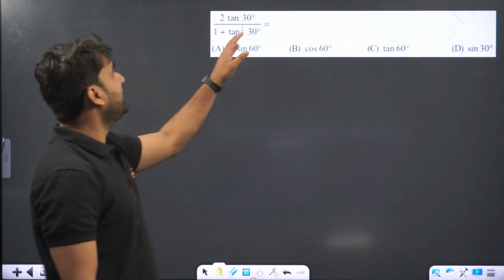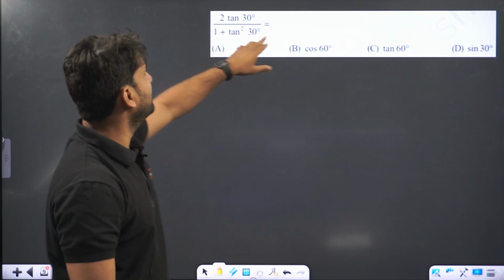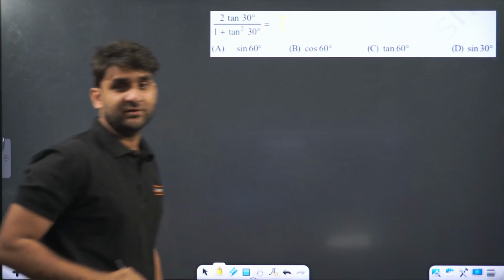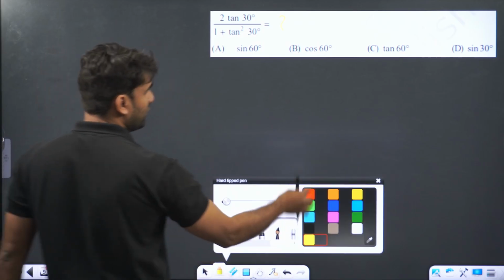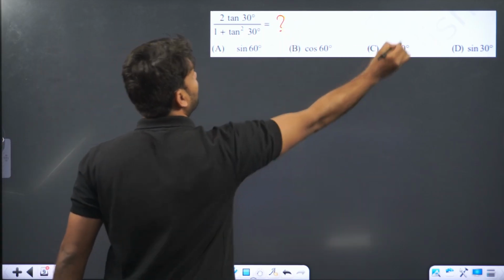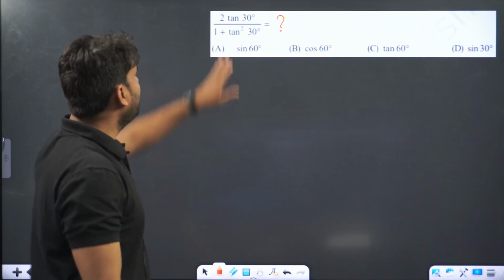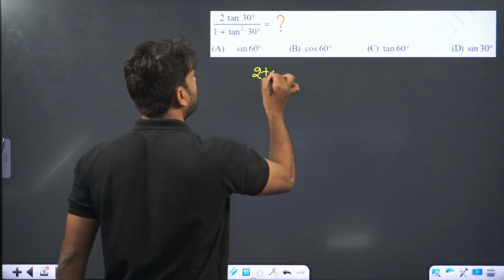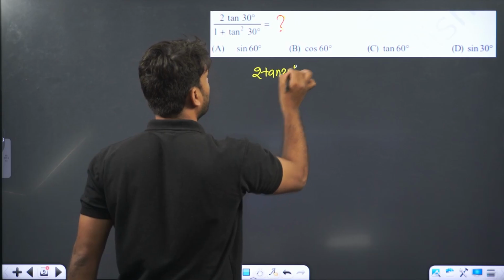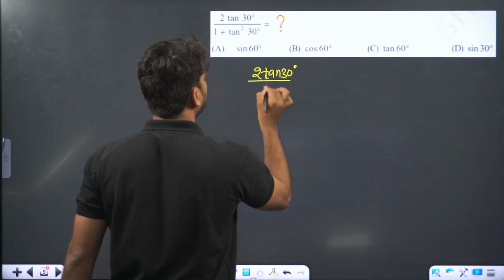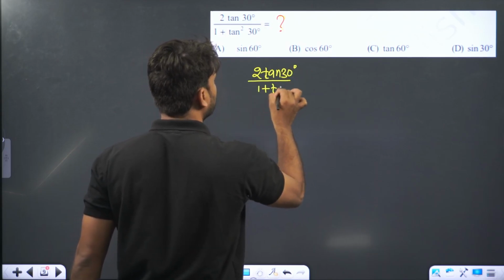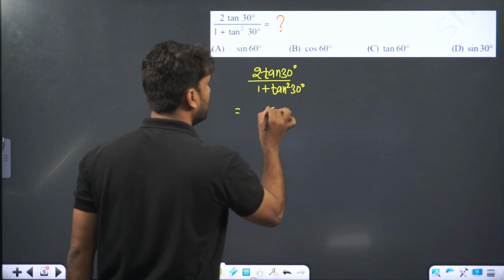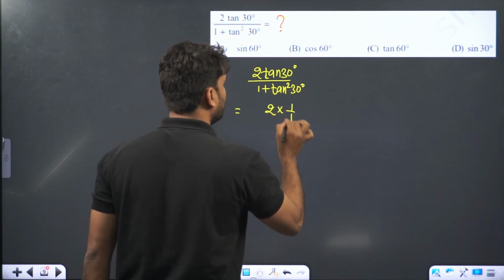Okay. 2 tan 30 divided by 1 plus tan square 30 degree is equal to what? We have 4 options. What should be the answer in 4 options? So my dear, if we solve here 2 tan 30 divided by 1 plus tan square 30. Clear? Now put the values. Tan 30 is equal to 1 by root 3.